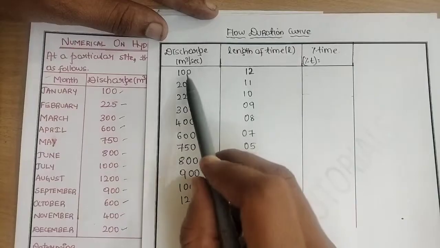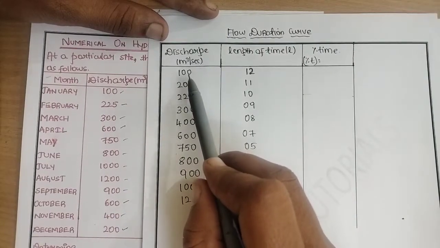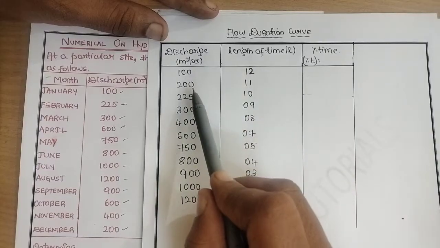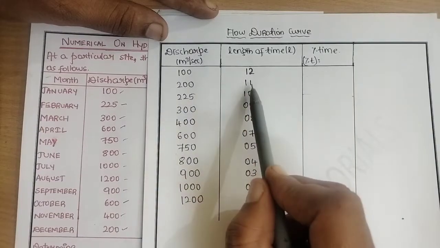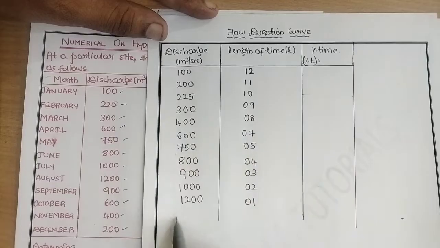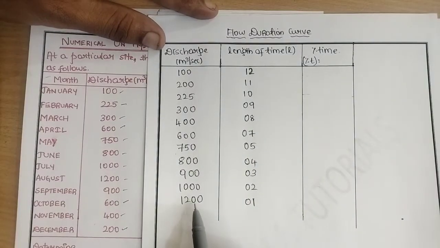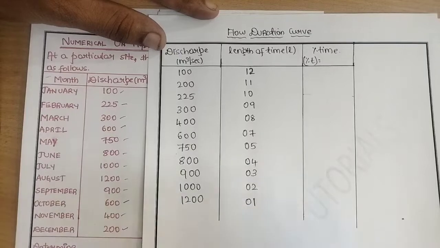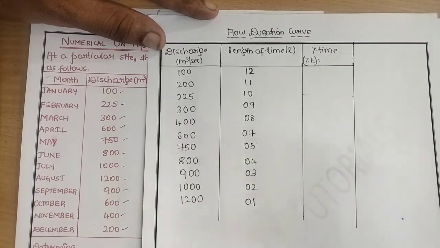This means that the 100 meter cube per second will run for complete 12 months. 200 discharge will run for 11 months in a year, and the maximum discharge, that is 1200, will run only for 1 month in a year at a particular site. We don't know where it is. Due to the environmental condition, this will happen.